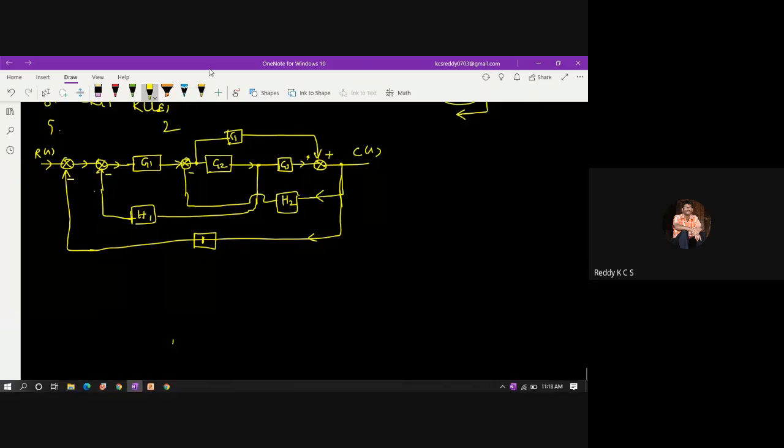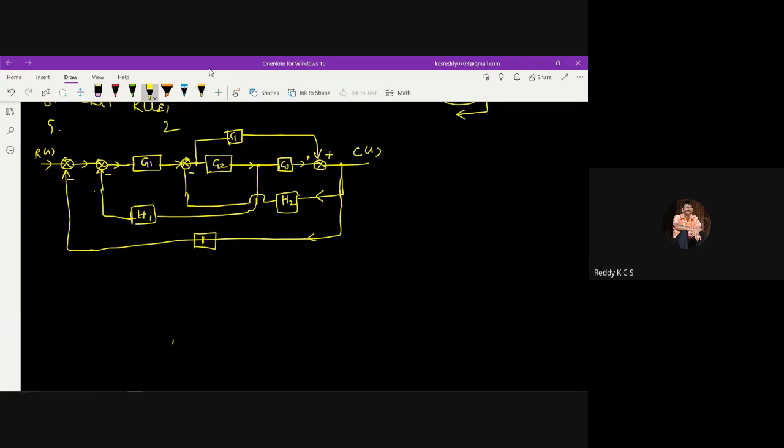Okay, if you look at this problem, are any blocks, say G1 and G2, in series? No. Are G2 and G3 in series? No. Why? Because between G2 and G3 there is a takeoff point. So I cannot say G2 and G3 are in series. Similarly, is there any parallel? No, nothing. So series and parallel, we cannot get anything in this particular block diagram.